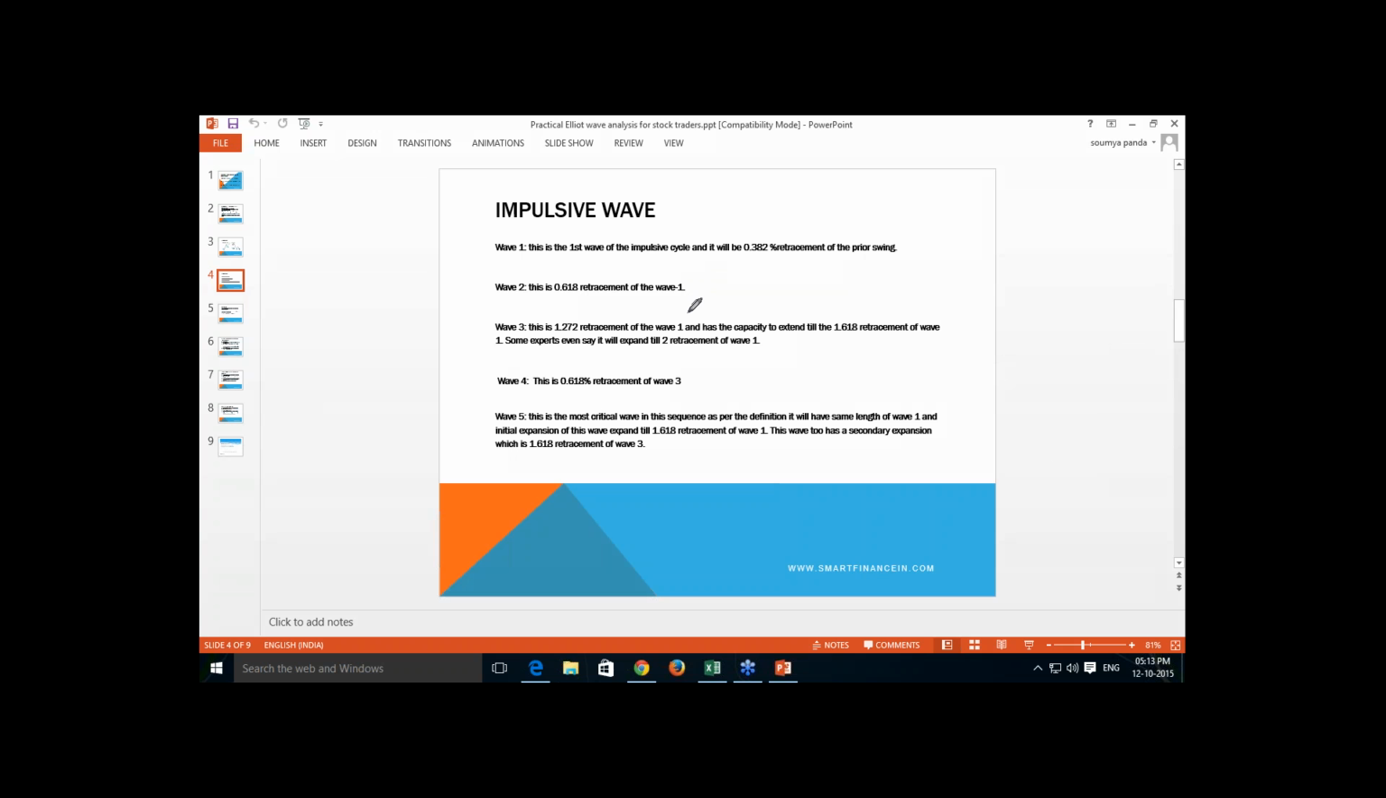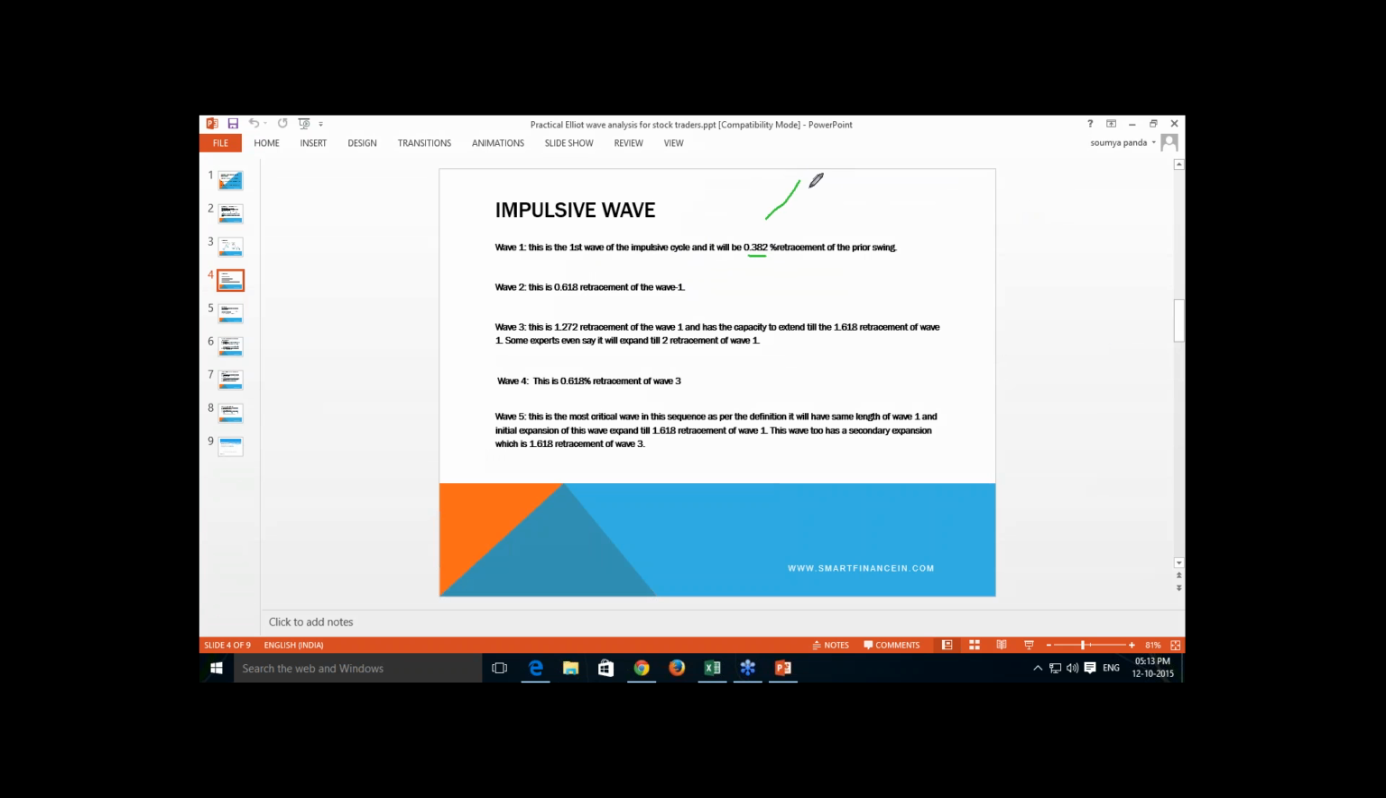So in the wave construction approach, which I am going to explain to you, wherever we take one reference price point, from there, whatever the previous trend is, one price range we will be deriving. The prior swing's price range we will derive. That range's 0.382 retracement is known as your wave 1.